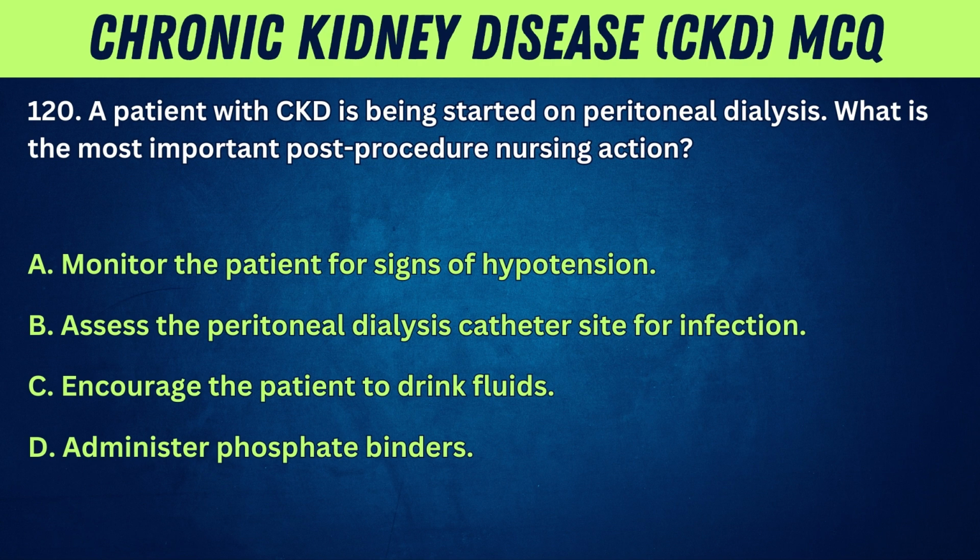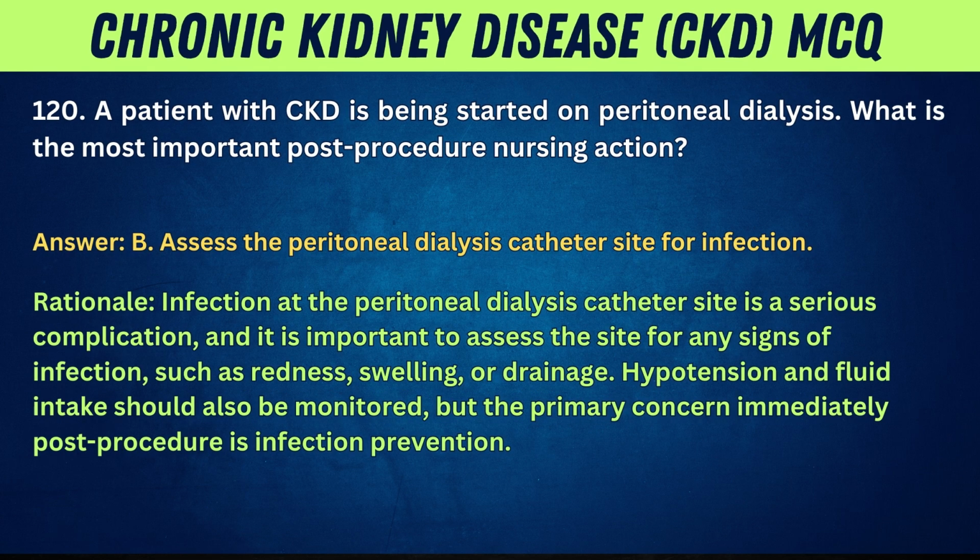120. A patient with CKD is being started on peritoneal dialysis. What is the most important post-procedure nursing action? A. Monitor the patient for signs of hypotension. B. Assess the peritoneal dialysis catheter site for infection. C. Encourage the patient to drink fluids. D. Administer phosphate binders. Answer: B.